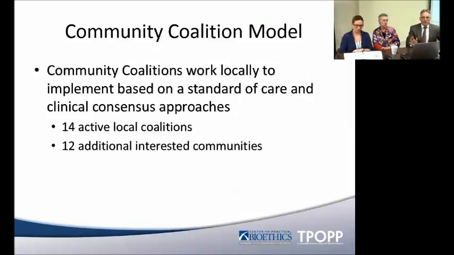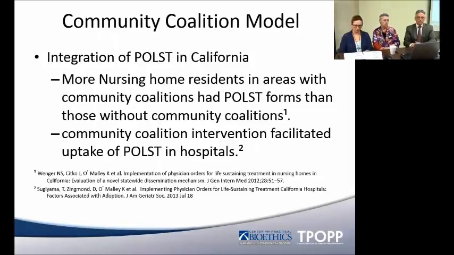Right now we have about 14 active local coalitions, some more active than others. This is both in Kansas and Missouri. We have about a dozen other communities that are in your situation, where you've expressed an interest. You want to start talking about it, and you need to get your folks together to see whether this is something you really want to do in the next few months.